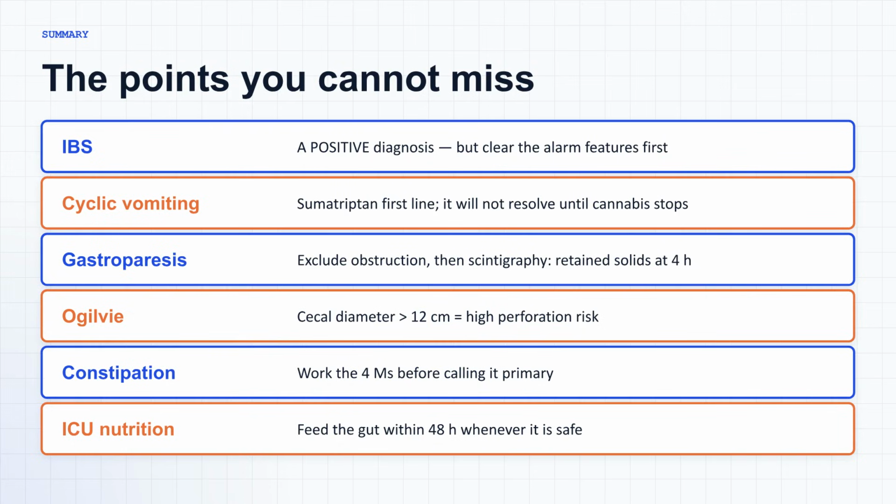In constipation, work the 4 megaseconds before you call it primary. And in critical illness, feed the gut within 48 hours whenever you safely can. And across all 6, look at the medication list first. It is the most common reversible cause in this whole hour.